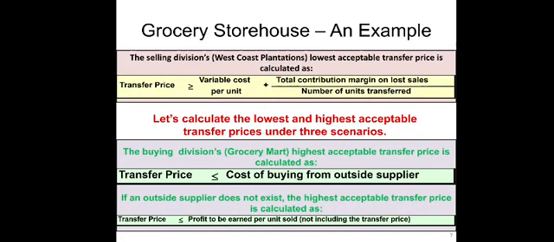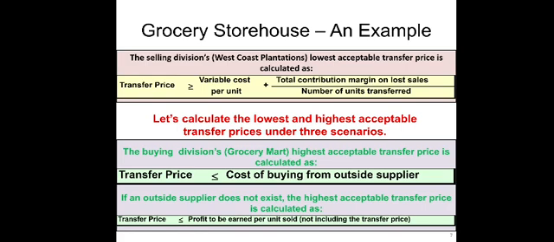Okay, now the thing that you have to know related to this approach, the selling division's, which is the West Coast Plantation, lowest acceptable transfer price is calculated as, okay, this is the formula that you have to remember. If a question asks you to calculate what is the lowest acceptable transfer price, then this is the formula. So the lowest acceptable transfer price, the formula is like this, in the yellow box. Transfer price is equal to or more than variable cost per unit plus total contribution margin on lost sales divided by the number of unit transferred.